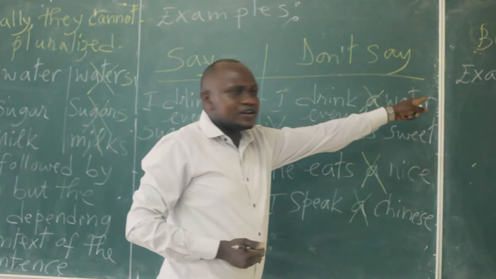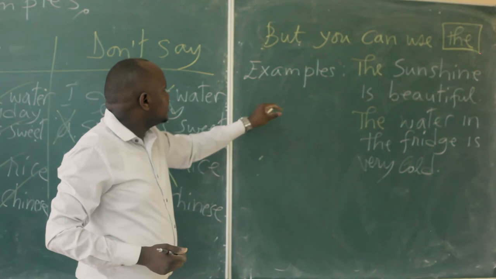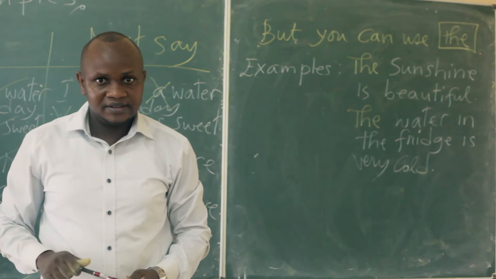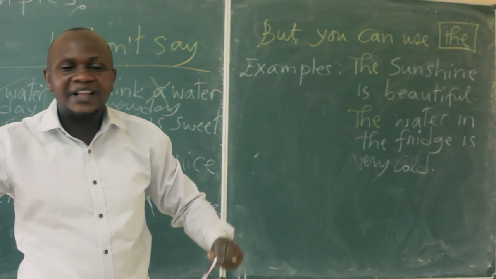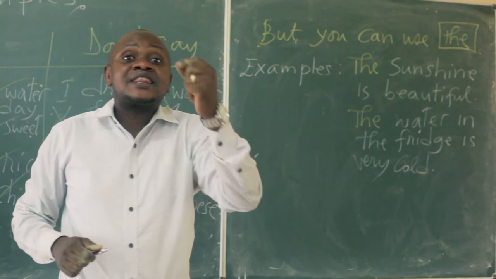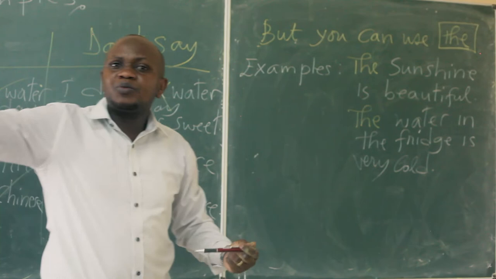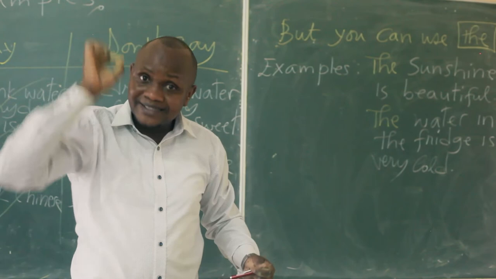But here, you can use the. How do you want to recognize the? For example, the sunshine is beautiful this morning. Ati kurasa kwizuba, cyangwa se imirasire y'izuba imeze neza mu byukuri. Urumuri rw'izuba rumeze neza, ruragaragara neza muri iki gitondo. Icyo gihe uzakoresha the sunshine. No problem there. But don't say a sunshine. Kuko sunshine iri mu bintu bitabarika. Urumuri rw'izuba ntabwo wavuga sunshines. Don't say sunshines. You say sunshine or the sunshine.